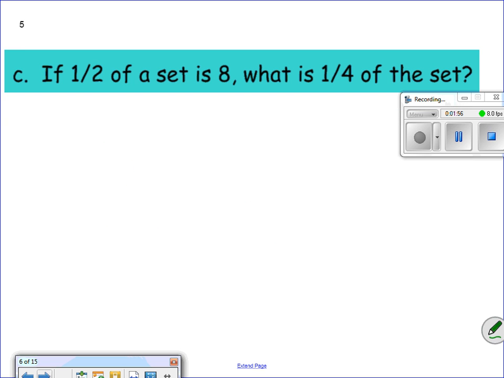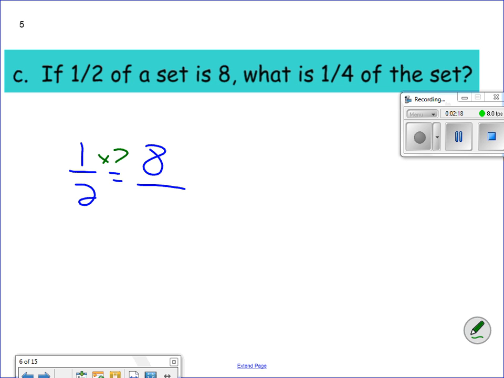Let's keep going here. If half the set is 8, what is 1/4 of the set? Listen to this one. This one's a little trickier. Go ahead and press pause and try and solve this one on your own and watch me. If half the set is 8, so 8 is my numerator. Half the set is 8. Okay, so I'm going times 8. Times 8, which is 16.